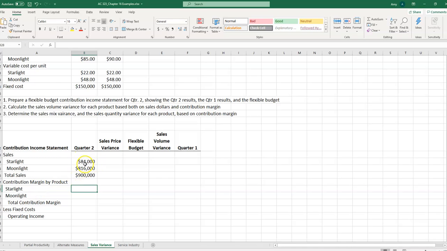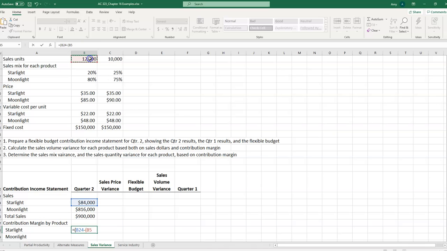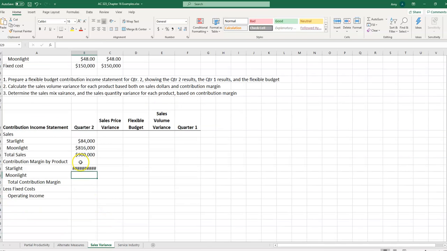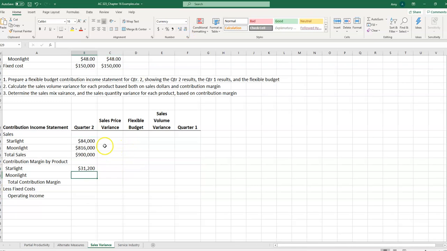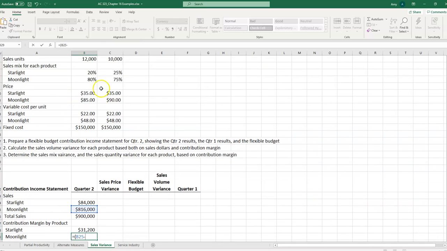And if we want to look at the contribution margin by product, remember the contribution margin is sales price minus the variable cost. So what we're looking at here is our sales of 84,000 for the Starlight minus the variable cost of Starlight. So then we would take the 12,000 units times 20% mix times the variable cost per unit of Starlight. And for the Moonlight, we do the same. Moonlight sales minus 12,000 times 80% times the variable cost of $48.